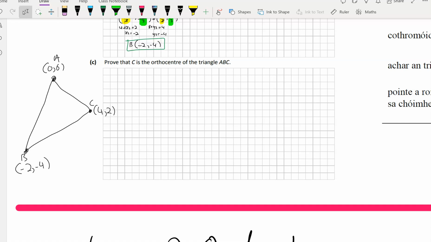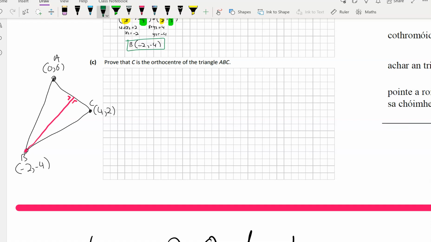So the next part is to prove that C is the orthocenter of the triangle ABC. So we'll just find the orthocenter. The orthocenter is very simple in what it looks like. You take a point, any point, so I'll take B, and you draw a line from that point that has to be perpendicular to the line opposite.